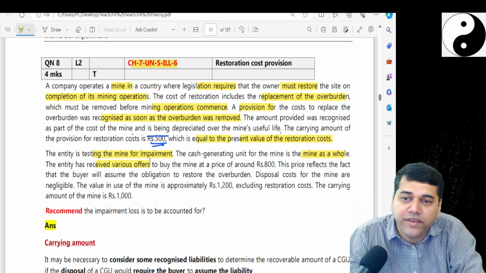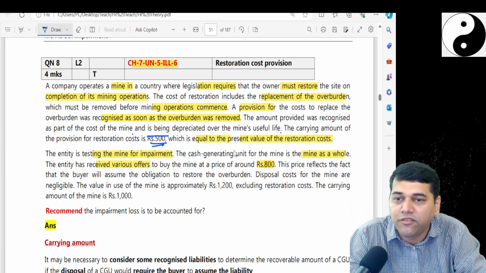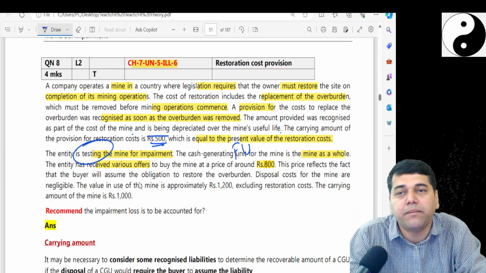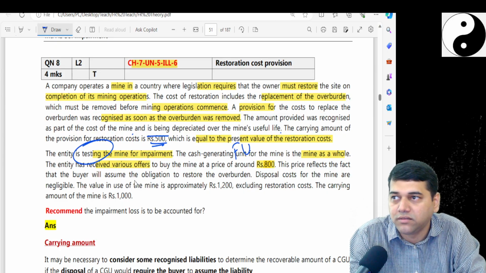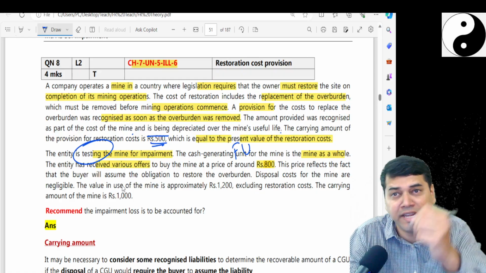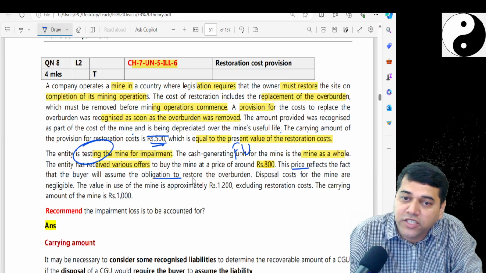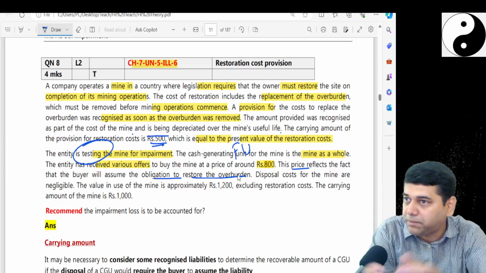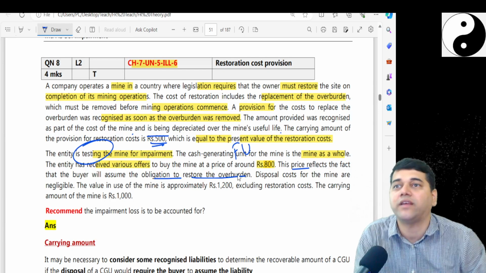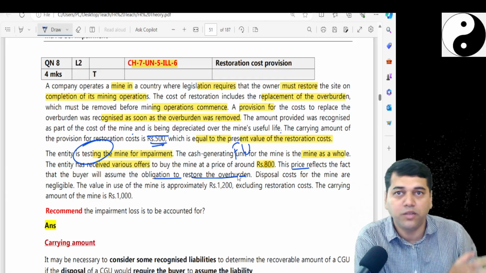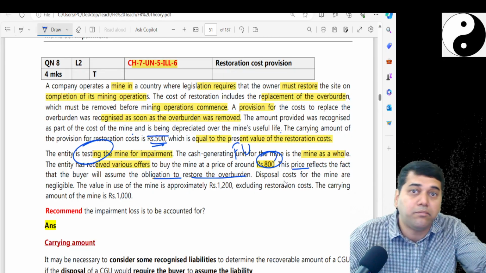The entity has received various offers to buy the mine at 800 rupees. What is this? Fair value. And why are you testing impairment? Am I supposed to test it every year? No, only when there is an indicator. The price reflects the fact that the buyer will assume the obligation to restore the overburden. Obviously, can I separate this restoration from the asset? Can I say, okay, only the restoration you take, the asset I will keep, or the asset you take, restoration I will keep? No, somebody who takes over this asset should take over the liability also. And this 800 reflects that somebody has already considered it.